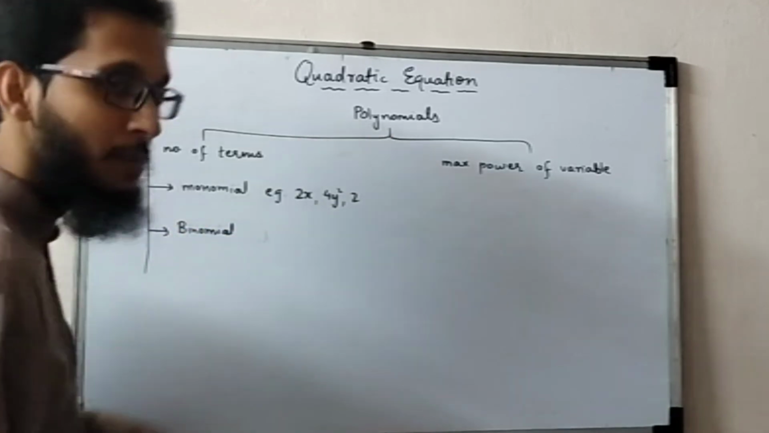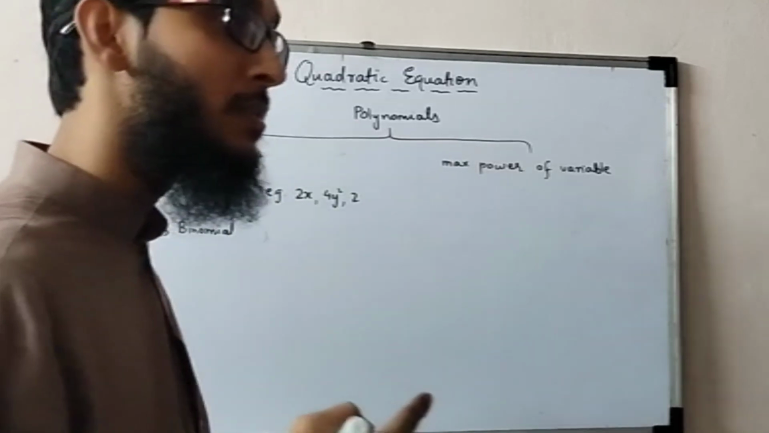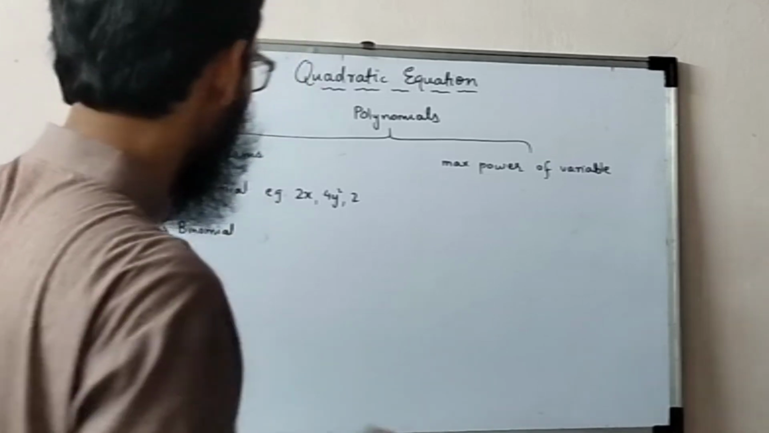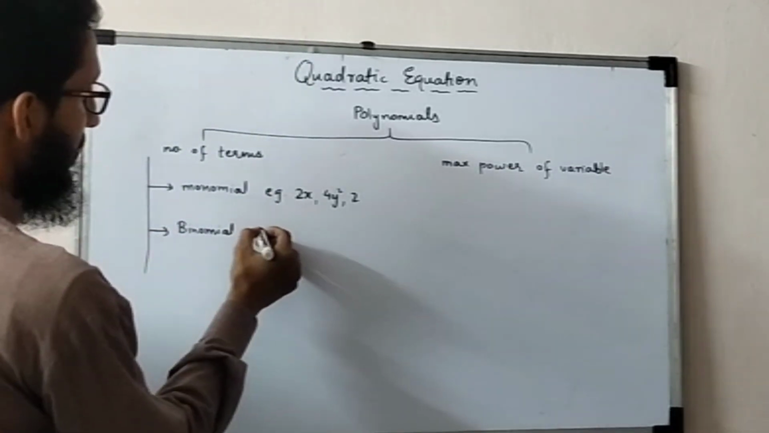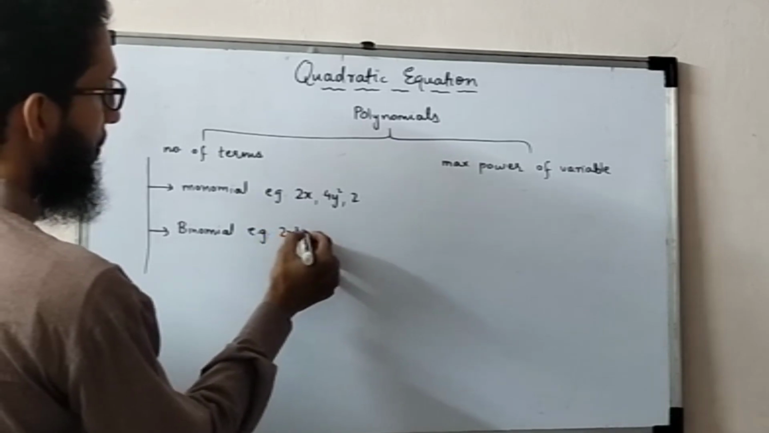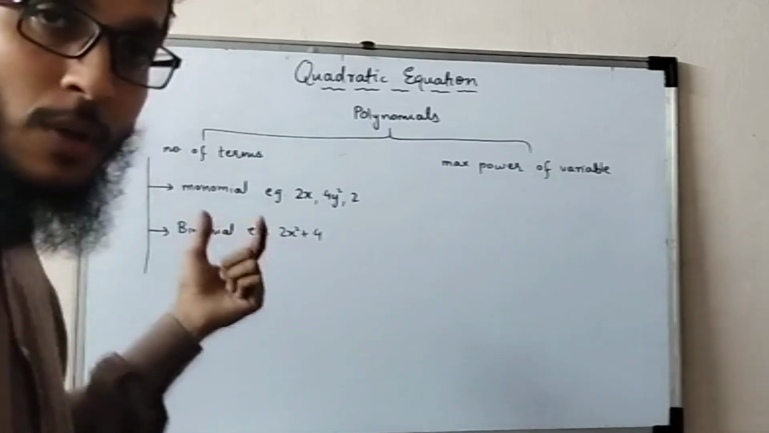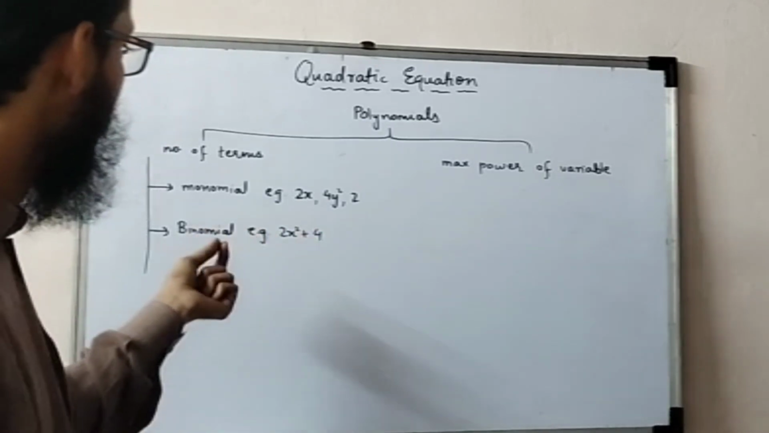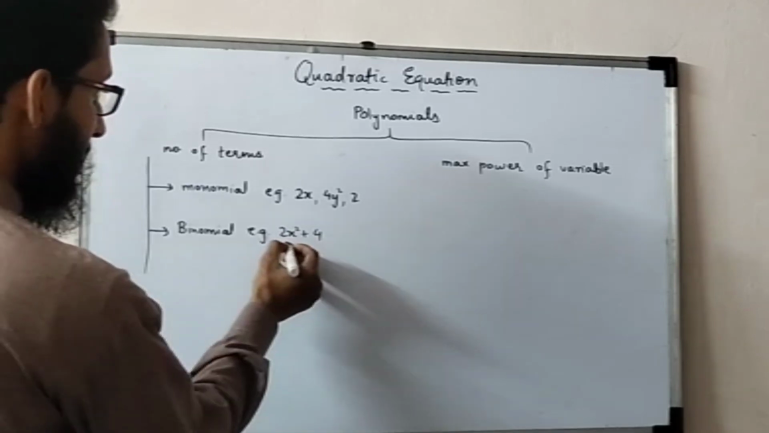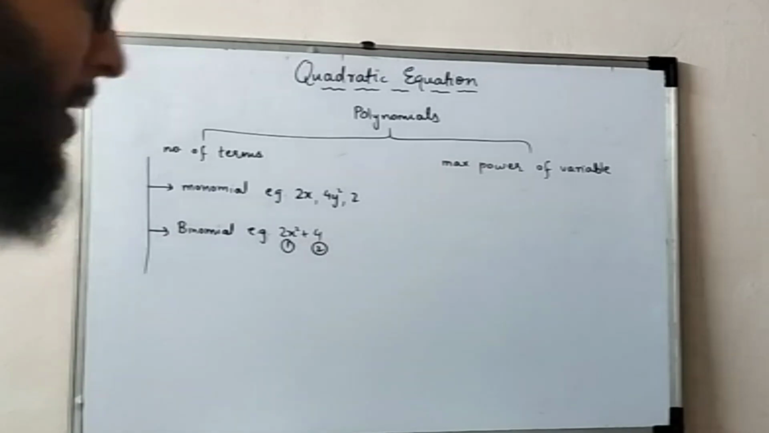In this binomial polynomial, we will have two terms. Maximum means at least two terms. There will be two terms. For example, 2x square plus 4. This is the example of binomial. This is the polynomial in which you have two terms, first term and second term. Understood? First term and second term.